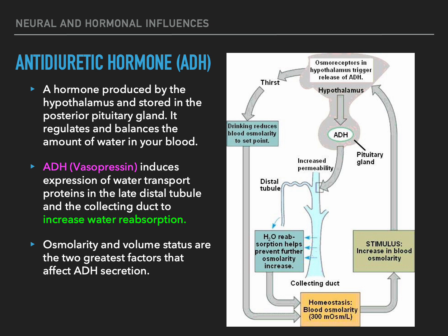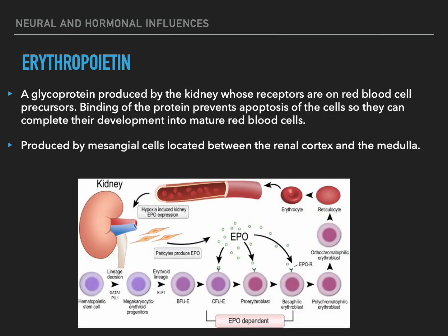The ADH then increases the water channels, or the aquaporins, in the collecting duct to increase permeability so that more fluid is reabsorbed into the bloodstream. This water reabsorption then helps to prevent further osmolarity increases and acts as a feedback loop back onto the homeostasis in the bloodstream. So we've talked about a few substances that act on the kidney and adjust its function.